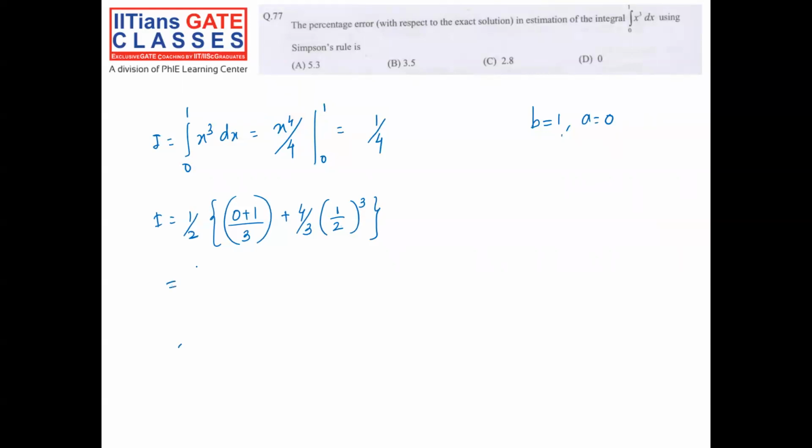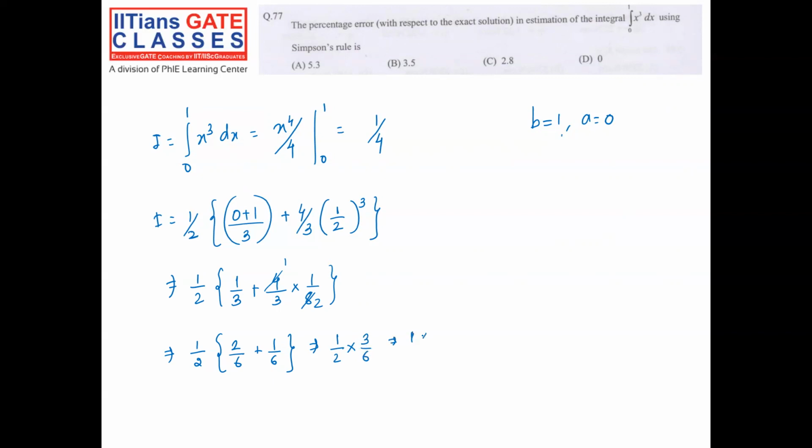And now if you further simplify it, what will we get? 1 by 2 into 1 by 3 plus 4 by 3 into 1 by 8. So 4 ones are 4, twos are 8, and if you further simplify, it is 1 by 2 into, this can be written as 2 by 6 plus 1 by 6. So it is 3 by 6 again. So 1 by 2 into 3 by 6. 3 by 6 means again 1 by 2, and it is 1 by 4.